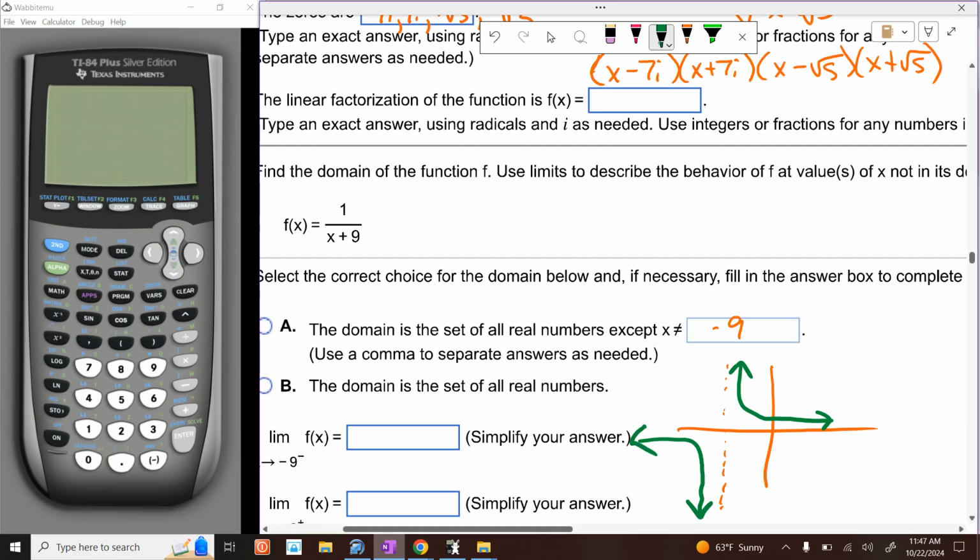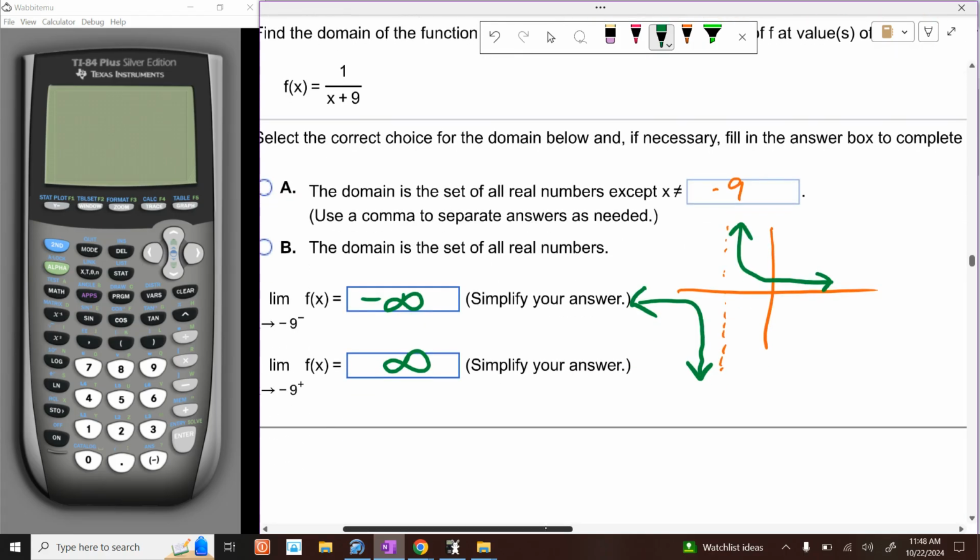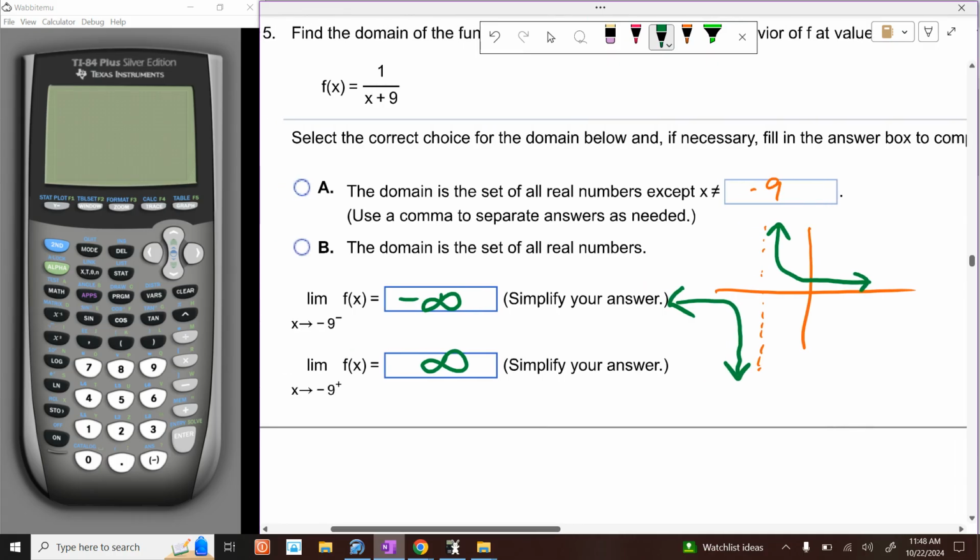So as you approach -9 from the left, as we approach it from the left, where are we going? Negative infinity. As we approach it from the right, where is it headed? Positive infinity. Okay? So it looks like that. If you need to, just graph it on your graphing calculator, and that should hopefully help you.